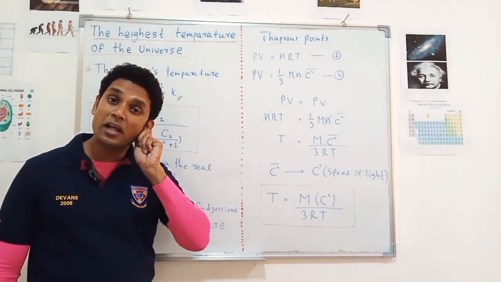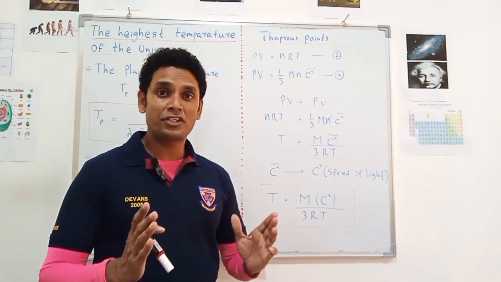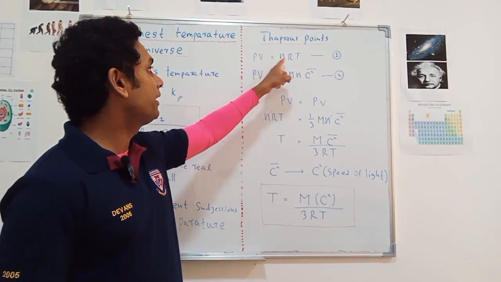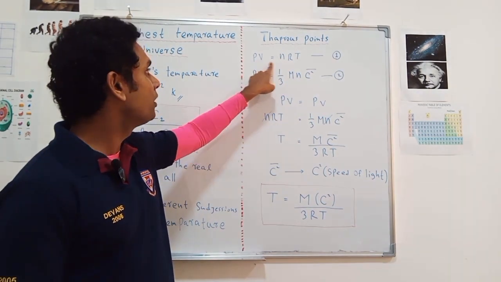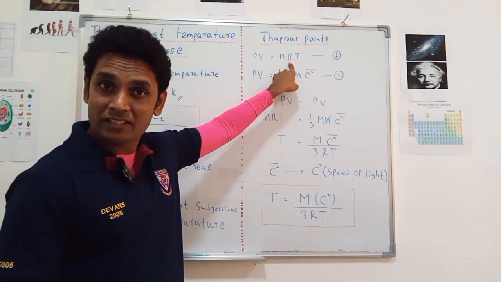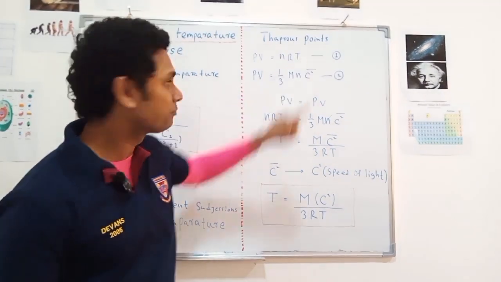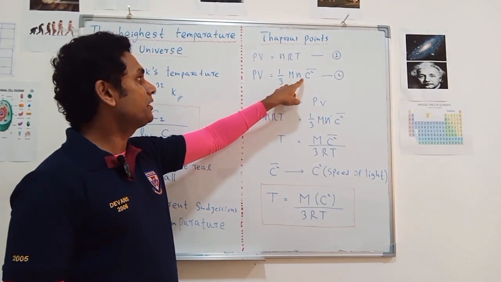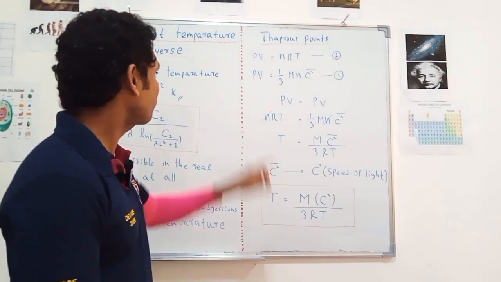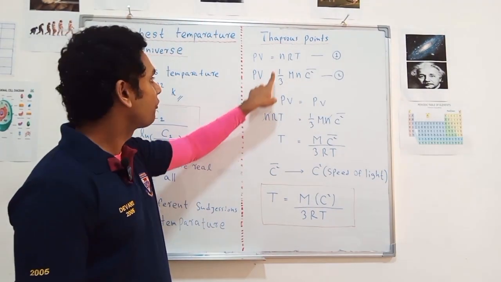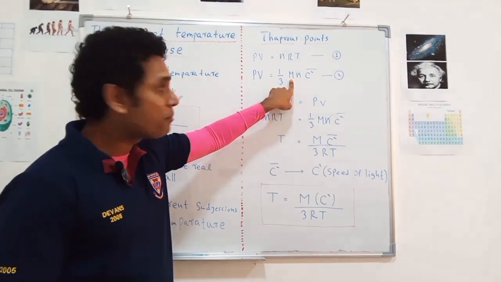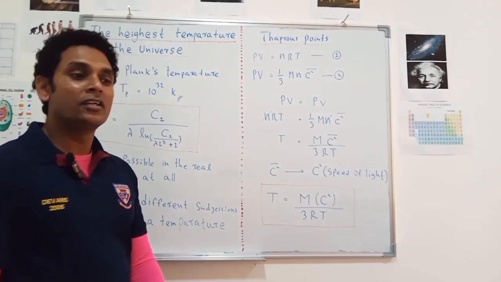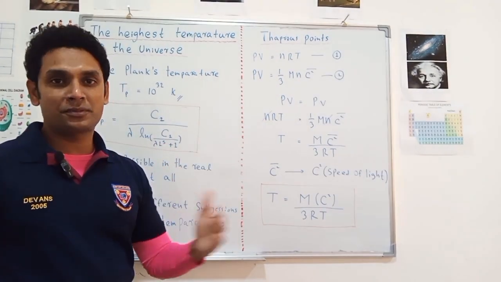Now let's see how to calculate those temperature points. First of all, we are taking the ideal gas equation: PV equals nRT. P is the pressure, V is the volume, n is the number of moles, R is the universal gas constant, and T is the absolute temperature. Then we are taking the equation PV equals 1 by 3 m n c bar square. Here P is the pressure, V is the volume, 1 by 3 is a constant, m is the molar mass, n is the number of moles, and c bar square means the mean square speed.